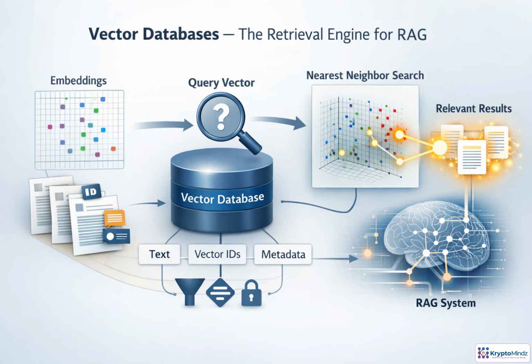A vector database is the retrieval engine that makes this practical at scale. It stores document embeddings alongside the original text, IDs, and metadata. When a user asks a question, the query is embedded too. The database compares that query vector against millions of stored vectors and returns the closest matches, often using filters or hybrid keyword search. Those results become the context the LLM reads before answering.